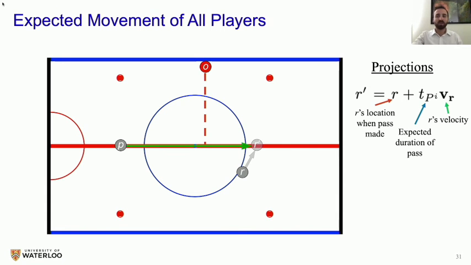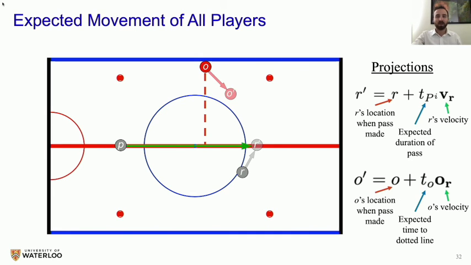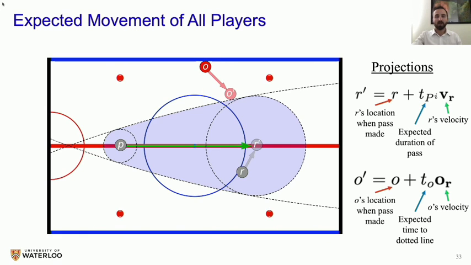Opponents are also moving, but should only be projected until the puck passes their perpendicular location, since they can't really interfere with the pass after the puck has already passed them. Thus, we calculate the expected time for the puck to reach this dotted line and only project the opponents that far into the future. We then fit the passing lane using these projected locations instead of the player's actual locations.